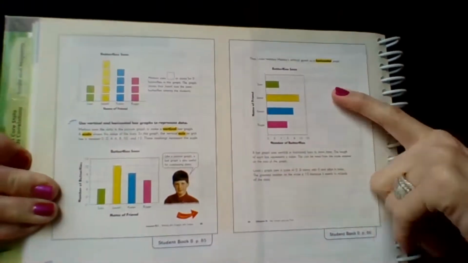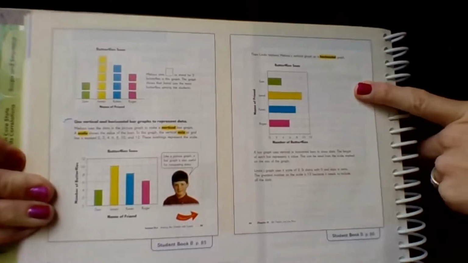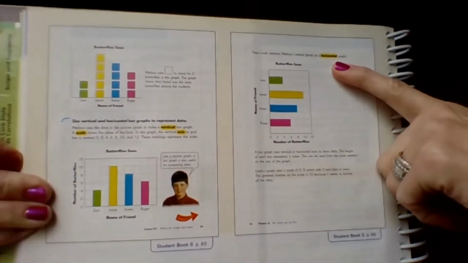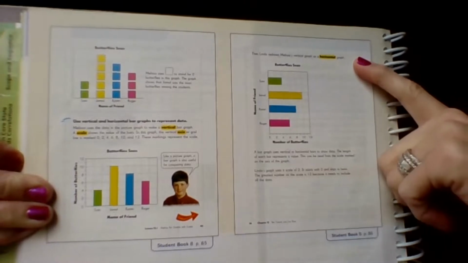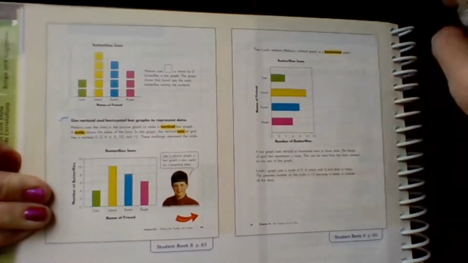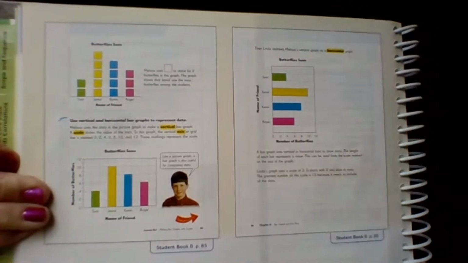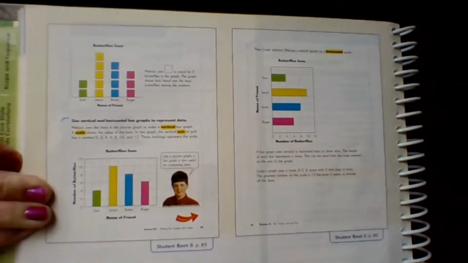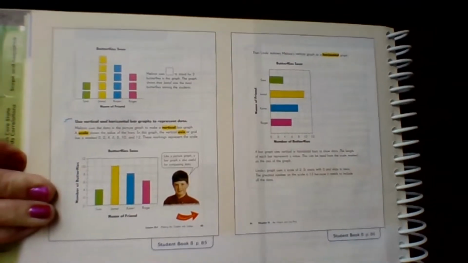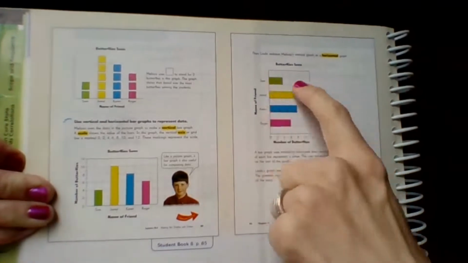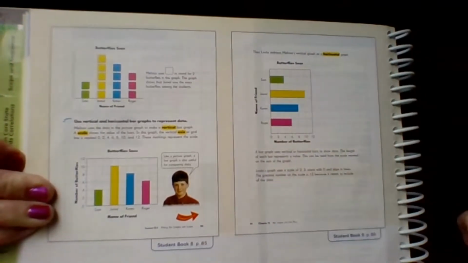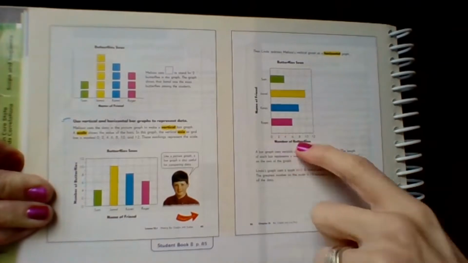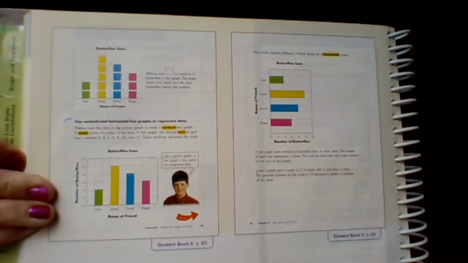Okay, let's look over at this one. Page 86 for you guys. Then Linda redraws Melissa's vertical graph as a horizontal graph. I remember horizontal, it comes from the word horizon, and the horizon is where the sun comes up and goes down. That's how I remember that horizontal is this way. It's also the way we sleep or lay down. Okay, number of butterflies, there's the friends.